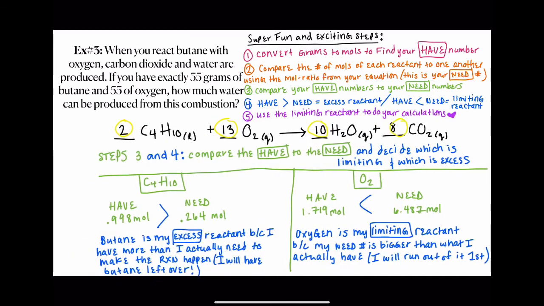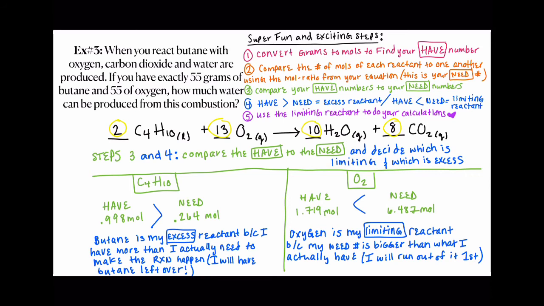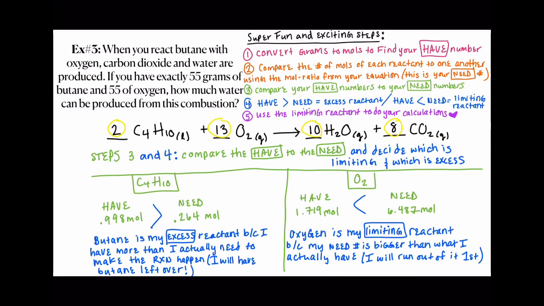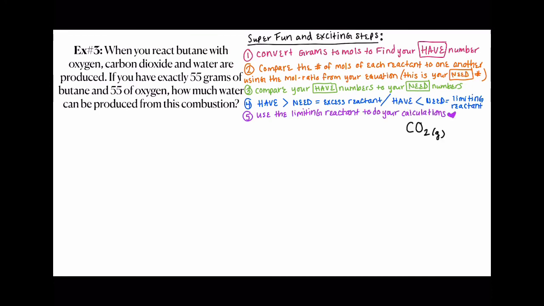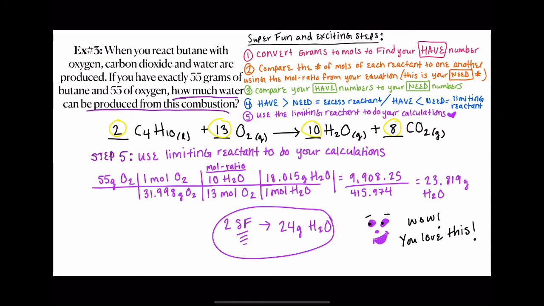Now it's time for step 3 and 4. When I compared the amount of moles of butane I have to how much I need, I find that butane is excess and my oxygen is going to be limiting. So now I can just do my math based off of my limiting reactant. That means I'm going to use 55 grams of oxygen to solve this problem, just like we did last week. You still have to use your mole ratio because this time you're comparing how much water you can make from how much oxygen you were given.